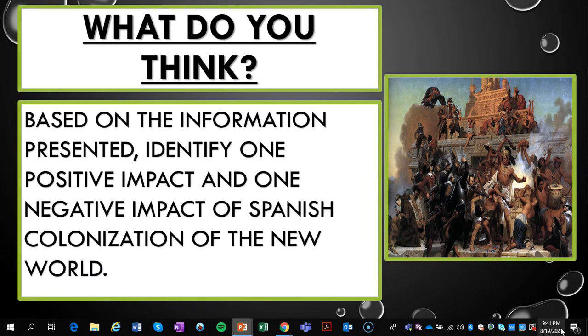So, real quick, kind of think back to what we just talked about with the Spanish colonies. I want you to identify one positive impact and one negative impact of Spanish colonization of the New World. And when we're looking at positives, it's definitely not going to be a positive for everyone. It'll probably be more of a positive for the Spanish, specifically the King of Spain. But we can definitely identify a lot of negatives.